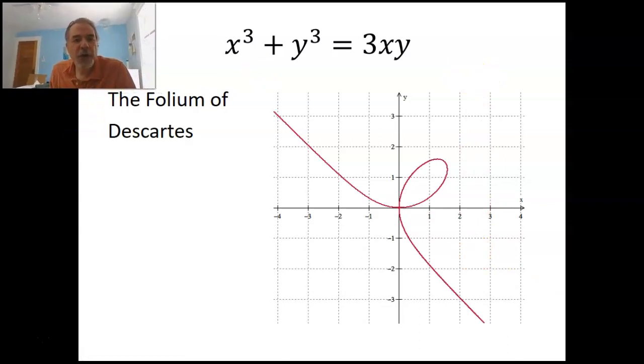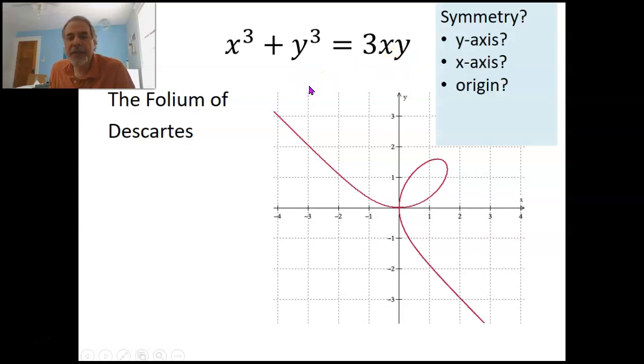This graph is something called the Folium of Descartes, and the equation here is x cubed plus y cubed equals 3xy. Does it have any of the kinds of symmetry we talked about? Well, not any of these. It's not symmetric with respect to the y-axis or the x-axis or the origin.